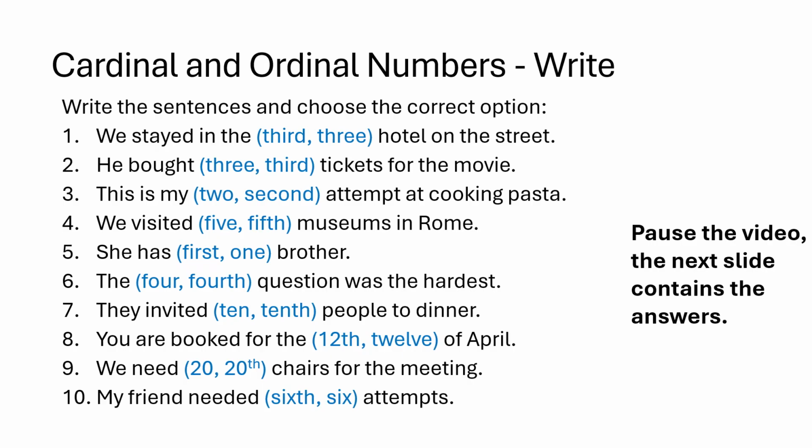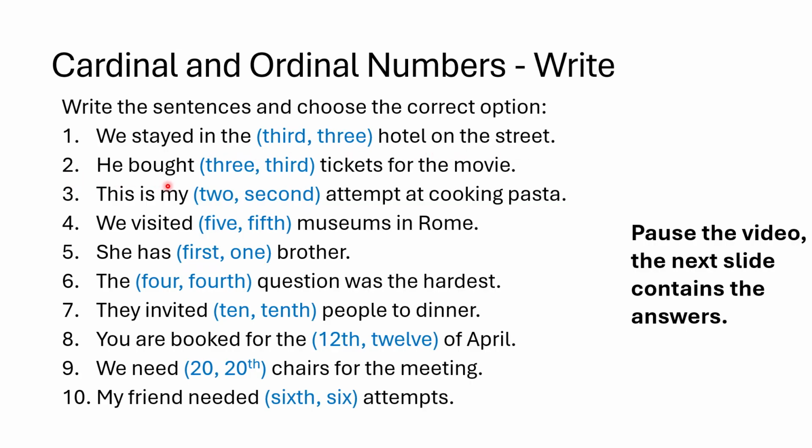Write these sentences. Use the correct determiner, the cardinal or the ordinal number. 1. We stayed in the 3rd hotel on the street, or, we stayed in the 3 hotel on the street.